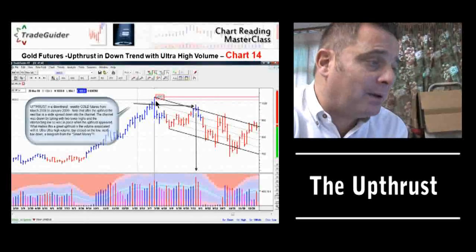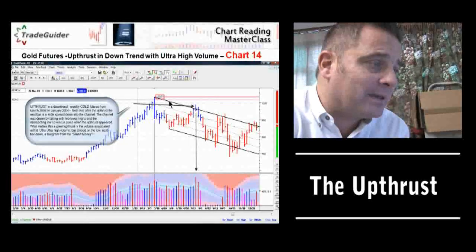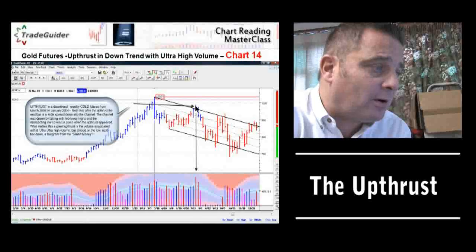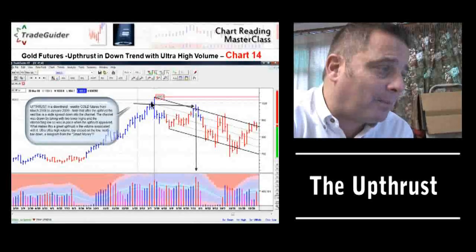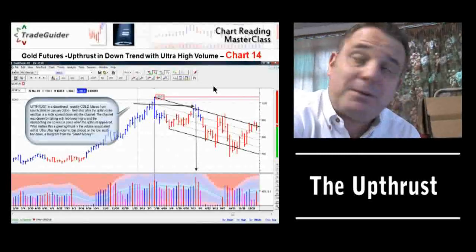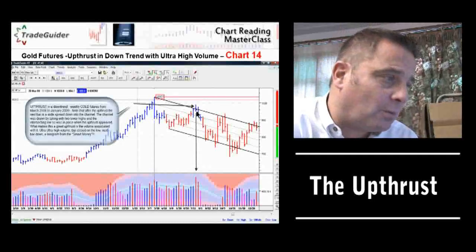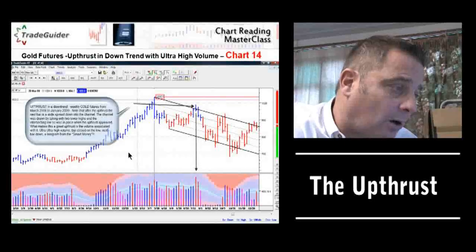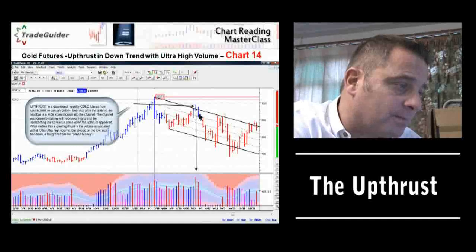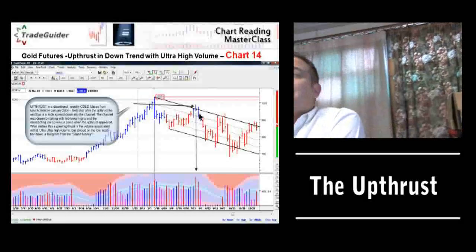They say, okay, well, anyone that's long in here, we don't want you to sell yet, so we'll bring the price back up into this bar up here. So you think it's going to go up, you can add to your position, it's a breakout, and look what happens. It closes on the low, the volume is the highest, and the next bar confirms it. That is an ultra-high volume upthrust.